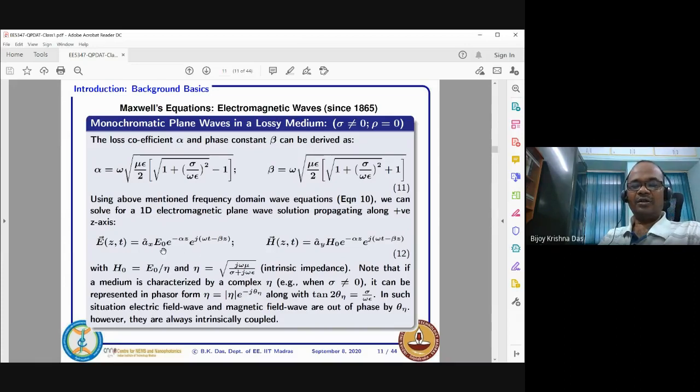And E naught here we are considering as constant, so the z dependency part is coming like this. It's a sinusoidal value. And we are assuming that along the x direction and y direction, no change is there. That is how it is coming. Clear? Hopefully this idea is clear, right?